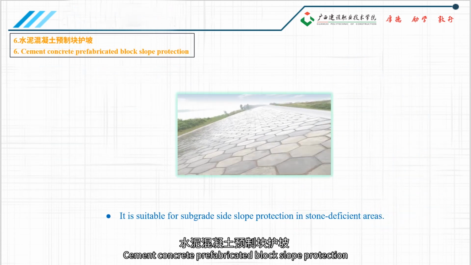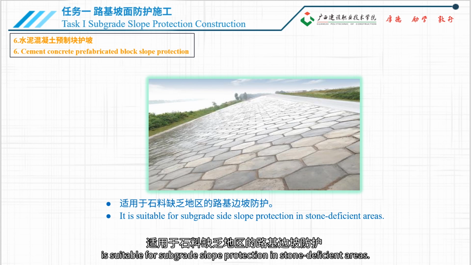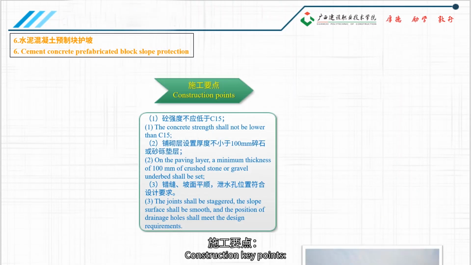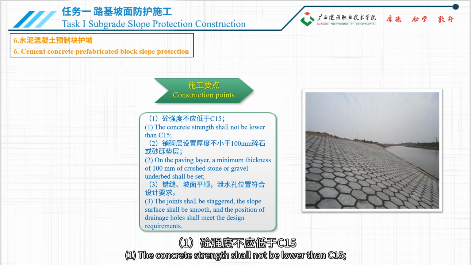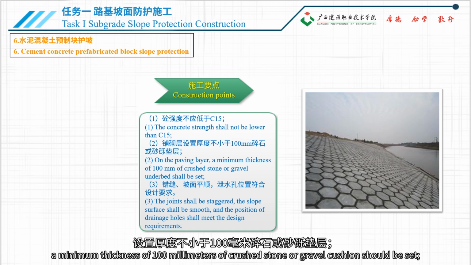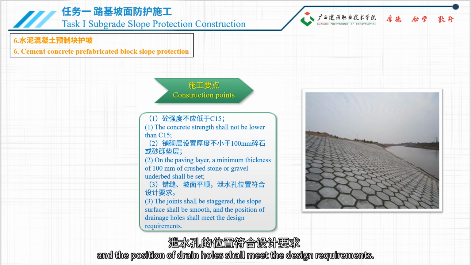Cement concrete prefabricated block slope protection is suitable for subgrade slope protection in stone deficient areas. Construction key points. 1. The concrete strength shall not be lower than C15. 2. On the paving layer, a minimum thickness of 100 millimeters of crushed stone or gravel cushion should be set. 3. The joints shall be staggered, the slope surface shall be smooth, and the position of drain holes shall meet the design requirements.